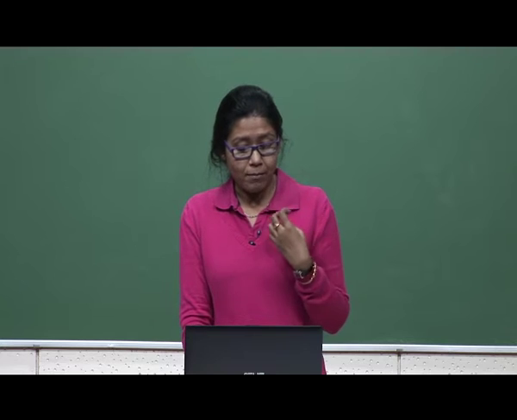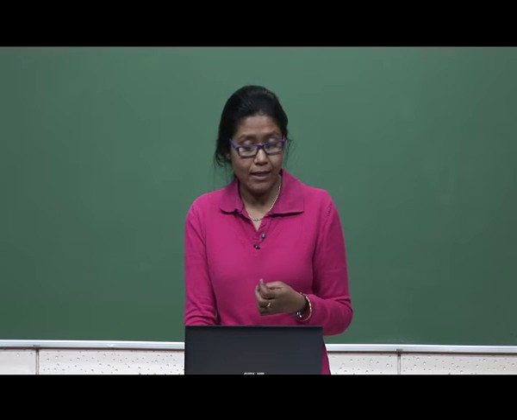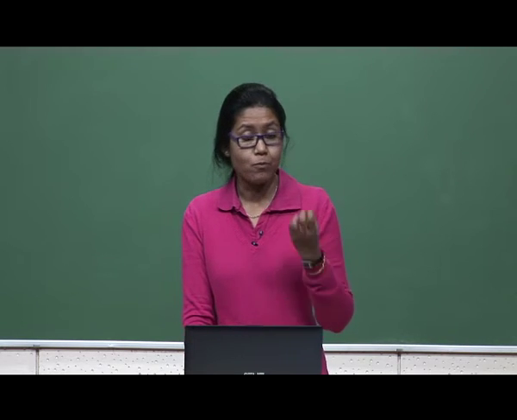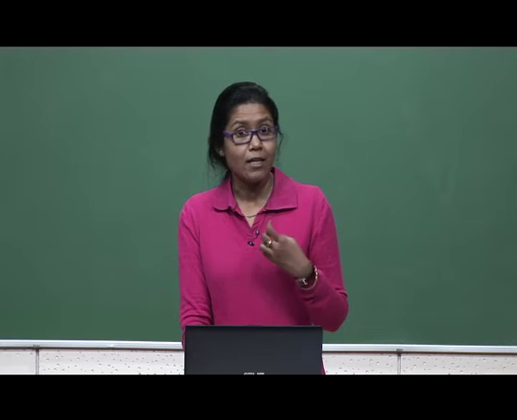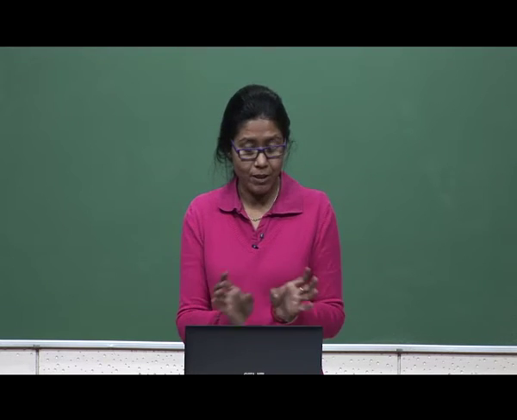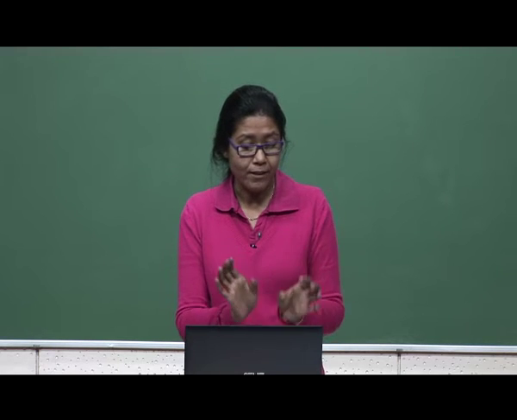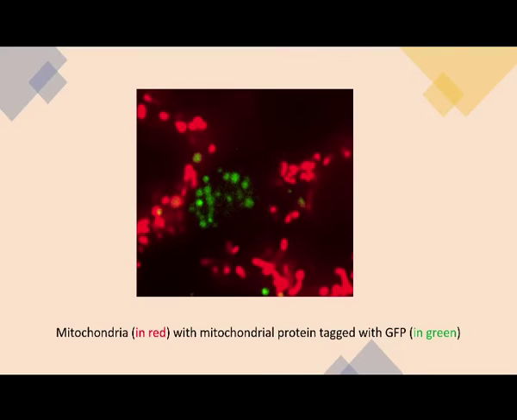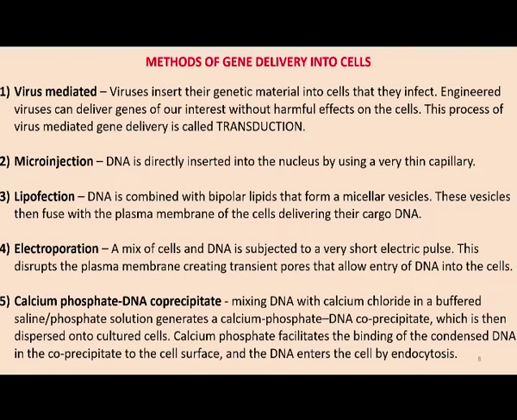So, these mitochondria here are stained in red, and you can see the protein of interest has been colored with GFP. It has been tagged with GFP, and because these proteins can somewhat localize in the mitochondria, you can see some mitochondria which also show this green dot. Okay. So, thus it is a very useful tool to visualize proteins in living cells.